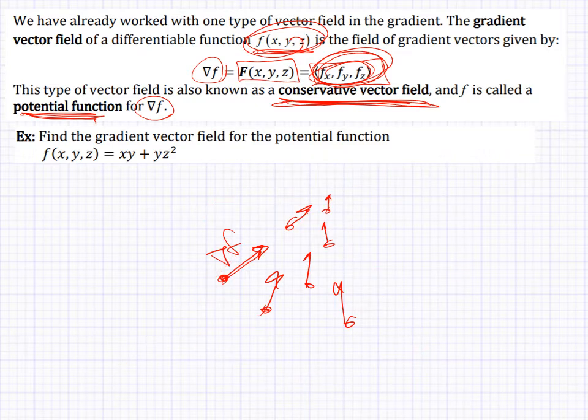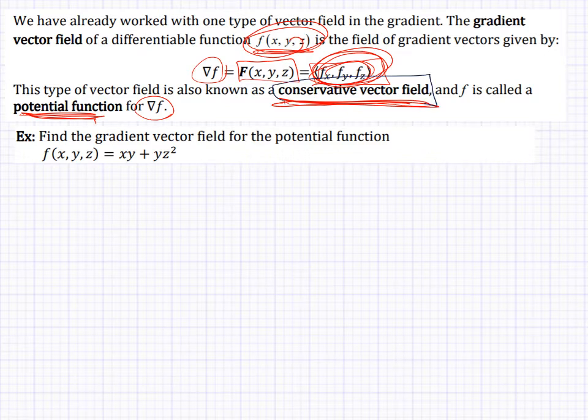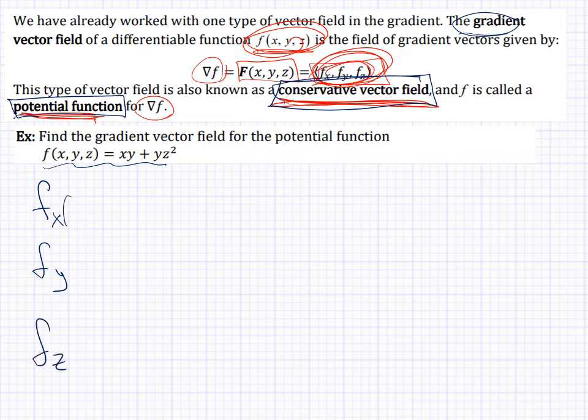Now, some vector fields don't come about this way. Vector fields can come about from all different things. But if a vector field does come about through this process, where the components of the vector field are the partial derivatives of some function, that vector field is called a conservative or gradient vector field, and the function that you took the derivative of is called the potential function. So if I had this function and I wanted to find the gradient vector field for this function, I would need to find my partial derivatives with respect to x, y, and z, and then I would have to make a vector field from those partial derivatives.